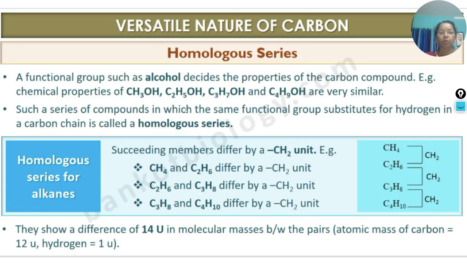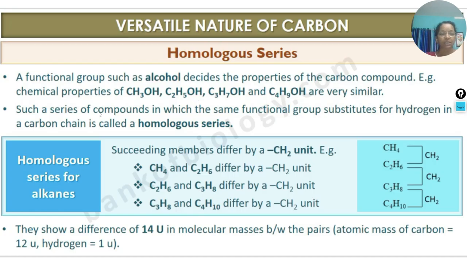Now we'll talk about homologous series. Here, a functional group such as alcohol decides, as we already said, the properties of that compound. For example, see these compounds, all of them have an OH functional group present. And what is special about that? They show similar chemical properties. Their chemical properties are very much similar. That means this functional group decides the property of that compound.